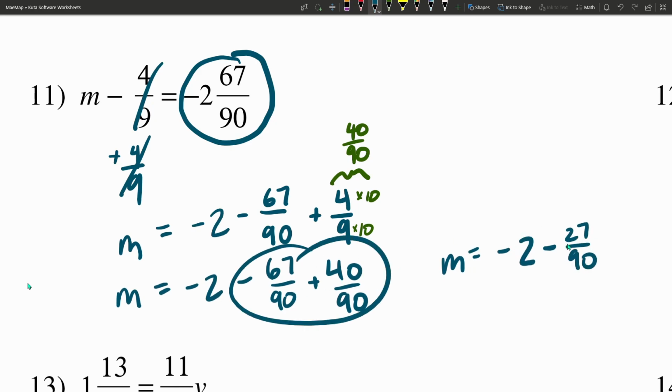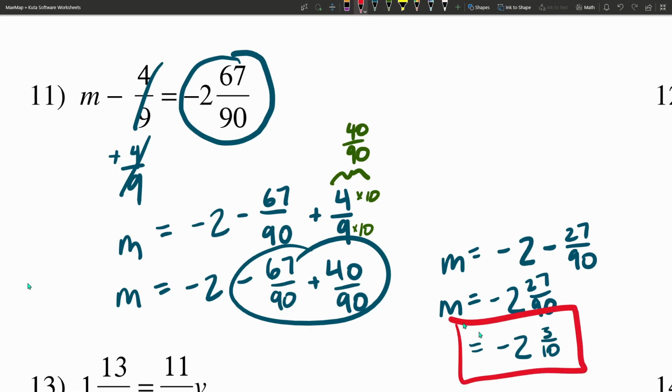And a negative minus a negative, I'll be able to combine this as one mixed number because they're both negative. So this is going to be -2 and 27/90. Unfortunately, we have a little bit more work because both 27 and 90 are divisible by 9, so we can simplify it down further. So we'll get -2 and 27 divided by 9 is 3 over 90 divided by 9 is 10. So -2 and 3/10.